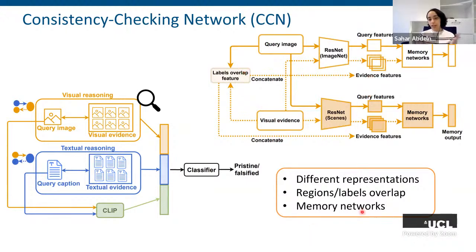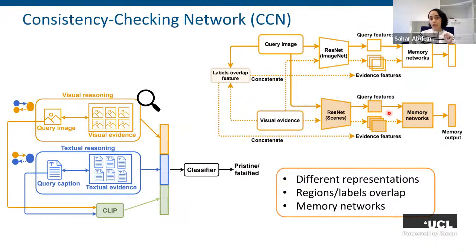And finally, as I said, since we have an automated fact retrieval system where we don't filter out the evidence, we might have a lot of evidence items that are not really related to the query at all. Therefore, we want to allow the model to selectively reason against the relevant part only, and we utilize here memory networks. So we use memory networks to store the evidence items for each representation, for the ResNet ImageNet and the scenes. And the query to the memory here would be the query image.